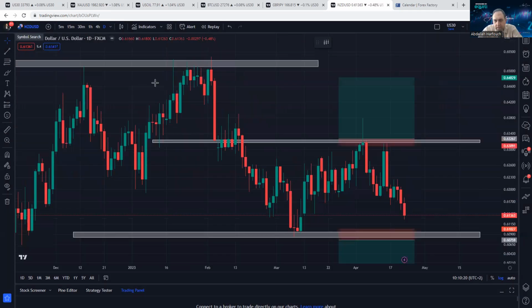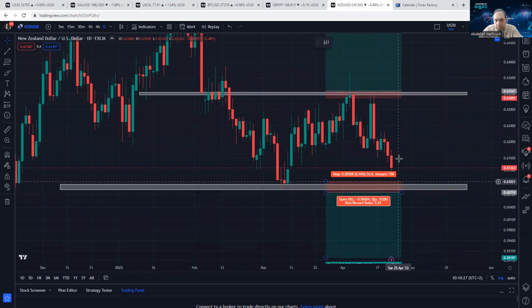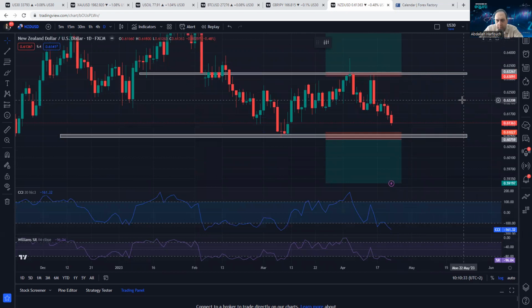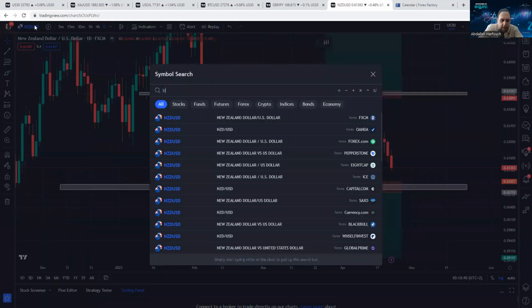NZD USD also in the middle, waiting for a break. It's still pushing down. It seems like soon it will get to a lower level. It might reach this support, so it can be a good option. We'll keep the same buy and same sell.